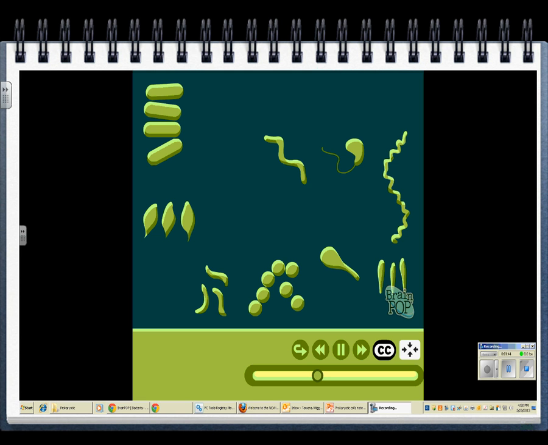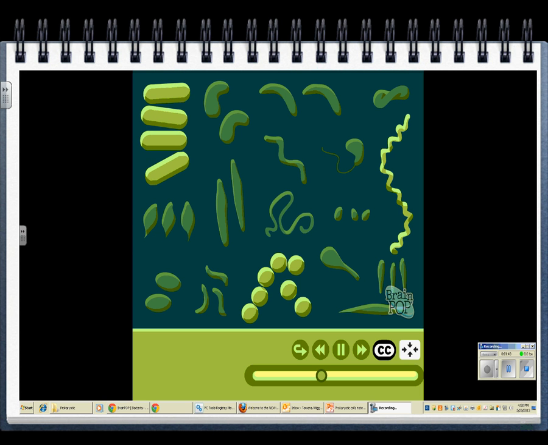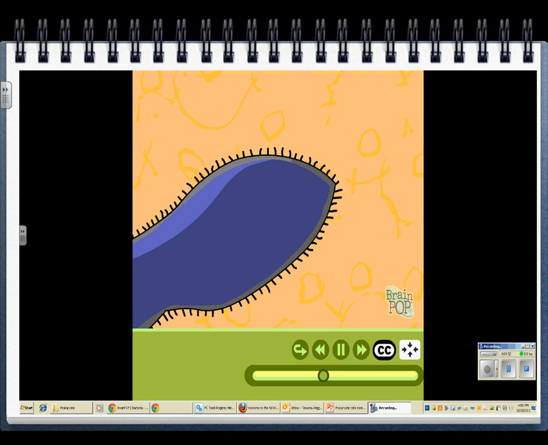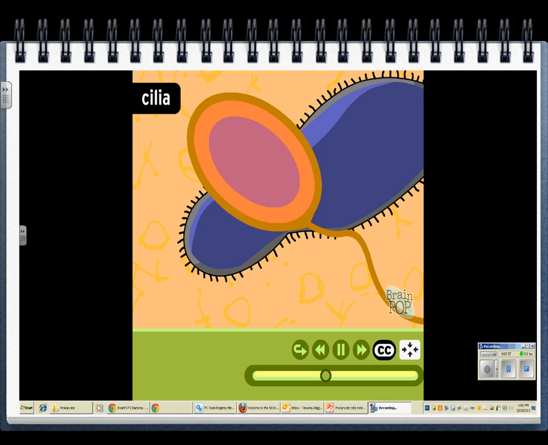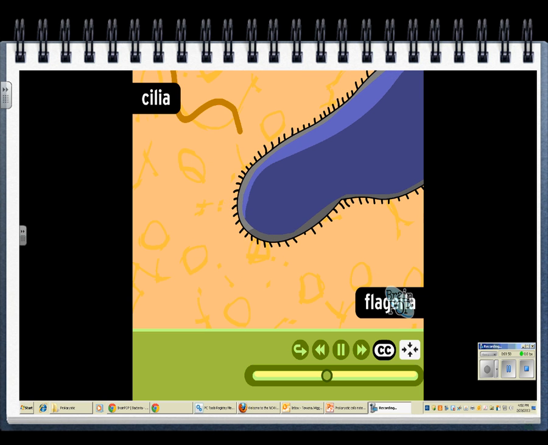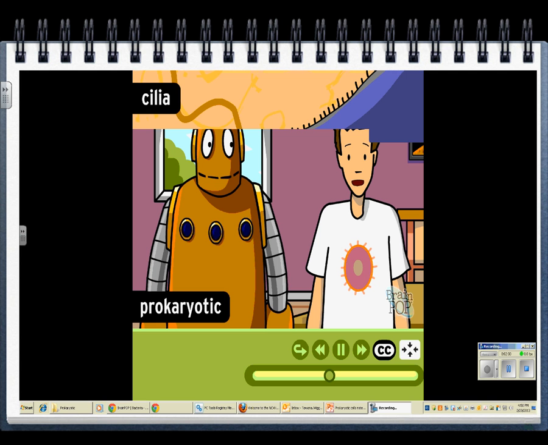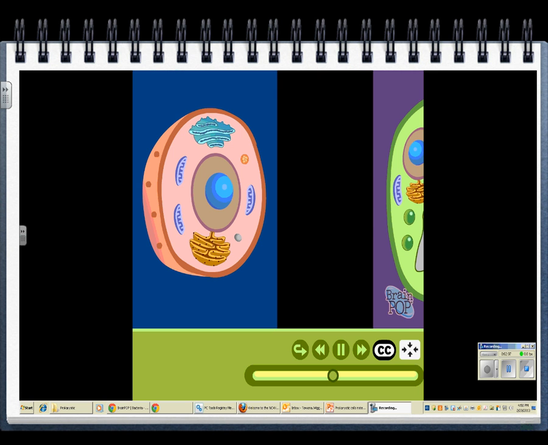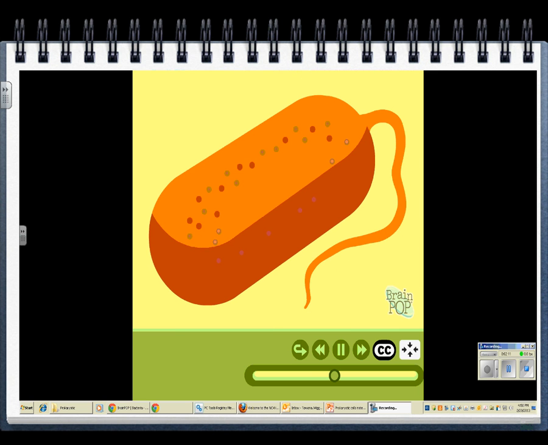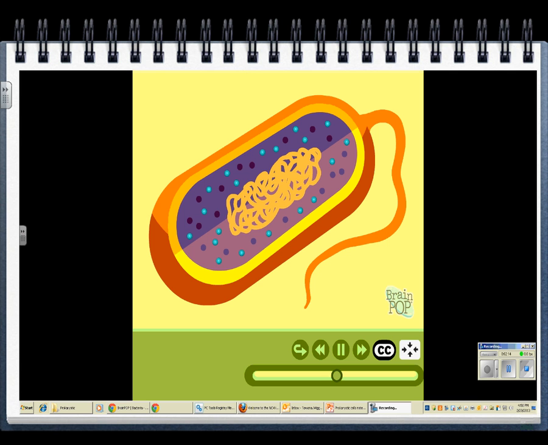Bacteria actually come in lots of different shapes and sizes, but the most common forms are rods, spheres, and spirals. Some can't move, but others move using tiny hairs called cilia, or whip-like strands called flagella. Whatever they look like, bacteria are prokaryotic cells, meaning that their nuclear material is not surrounded by a membrane. Unlike animal and plant cells, most bacterial cells don't contain many complex organelles. Inside their cell walls, they're pretty simple. There's a nucleus-like structure called the nucleoid, which contains genetic material, and also some ribosomes, which make proteins. But that's pretty much it.